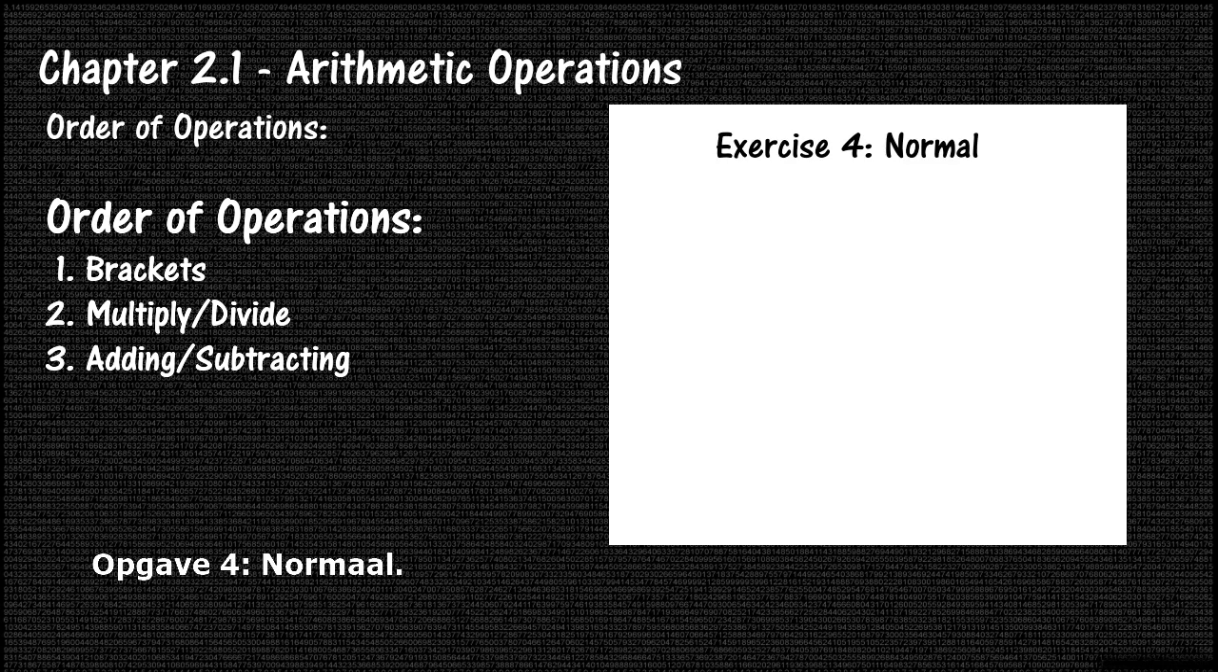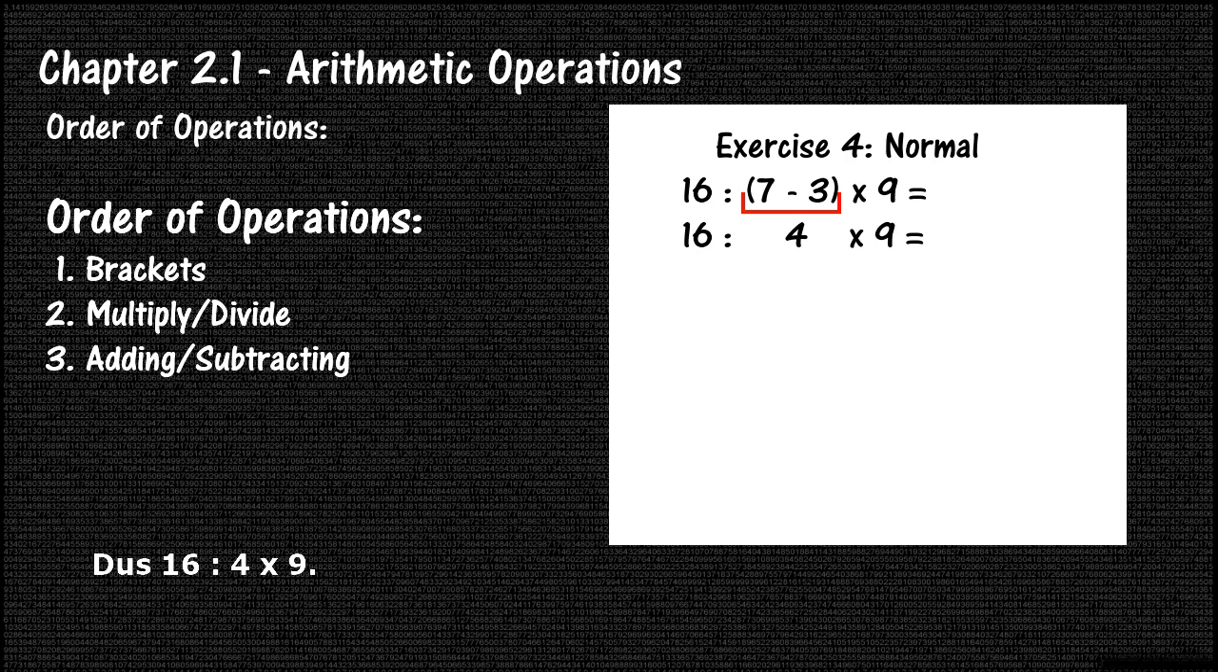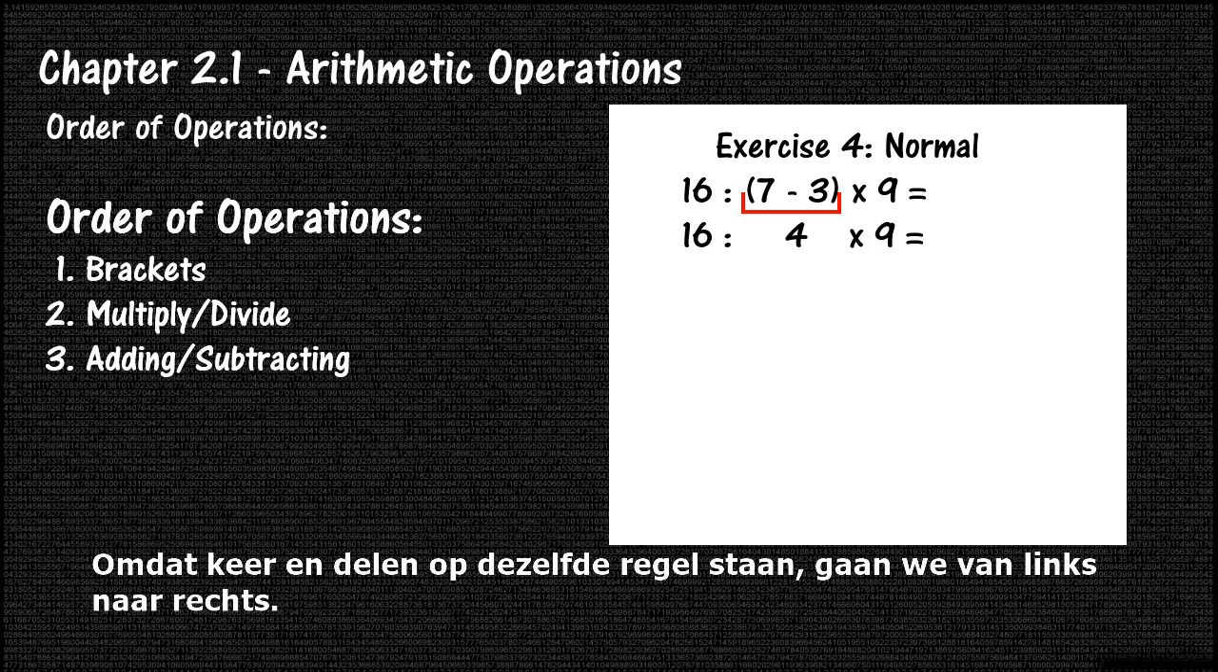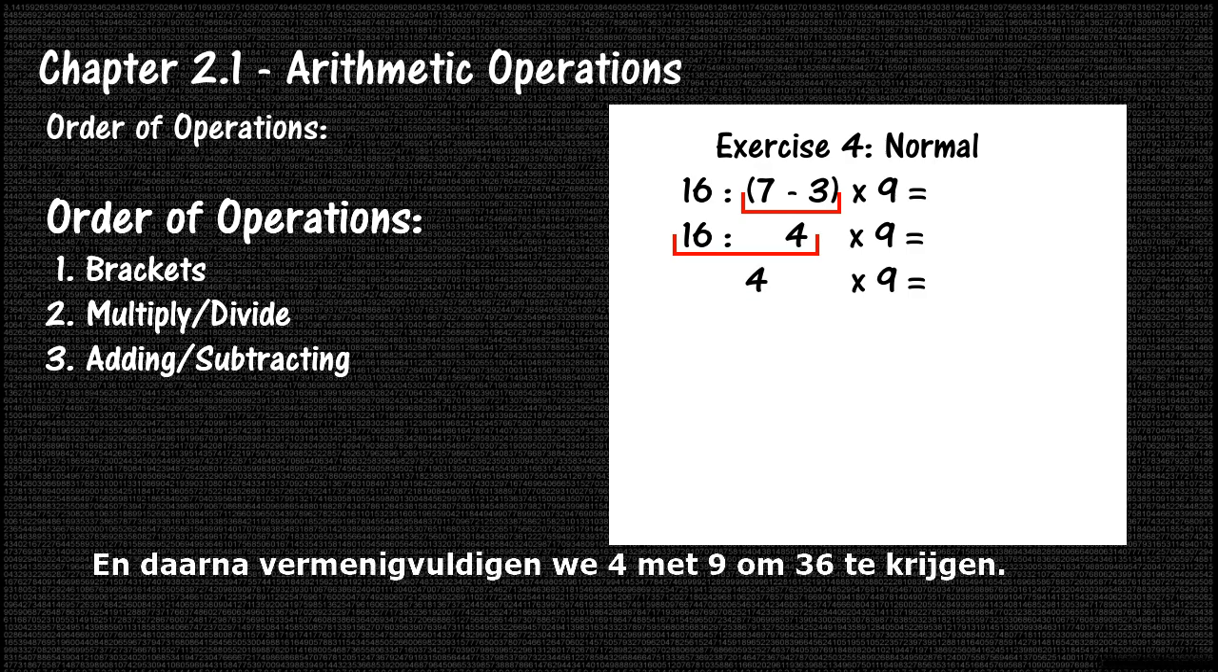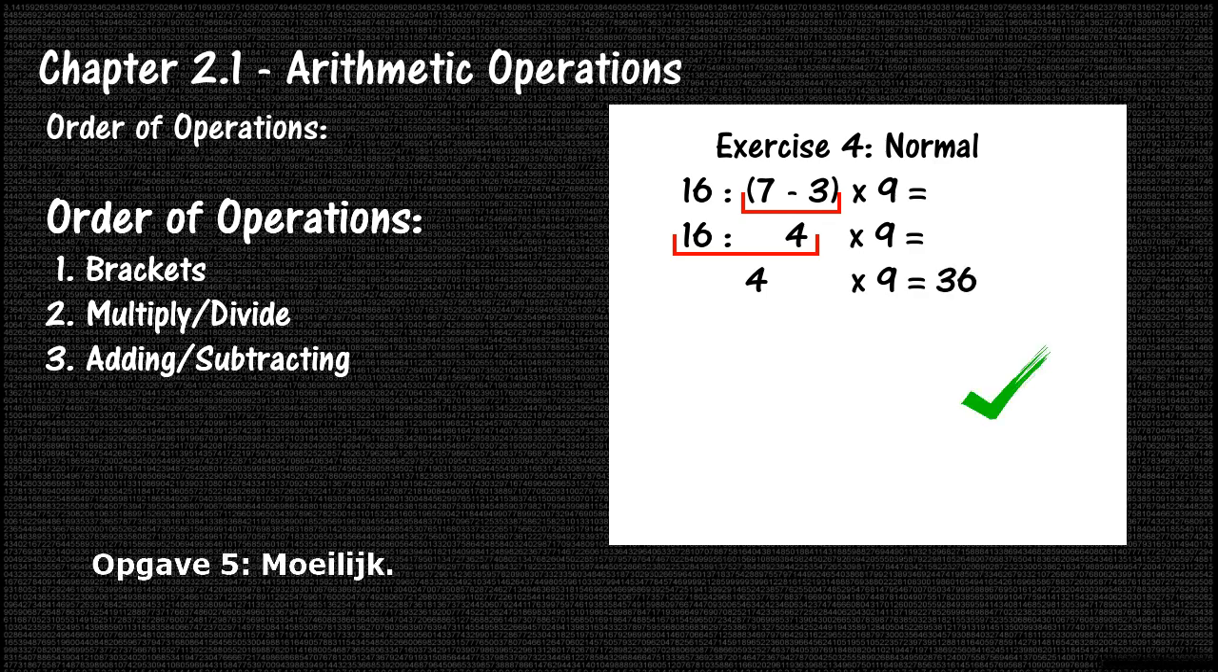Exercise 4. Skill level, normal. 16 divided by 7 minus 3 times 9. Again, brackets first. 7 minus 3 equals 4. So 16 divided by 4 times 9. As multiplying and dividing are on the same line in the order, we do them from left to right. First, 16 divided by 4, which is 4. And then we multiply 4 and 9 to receive 36. On to the next one.